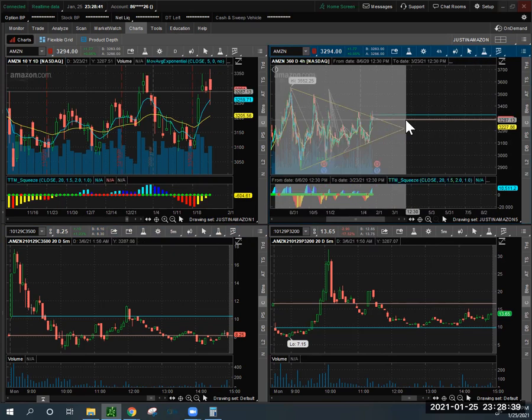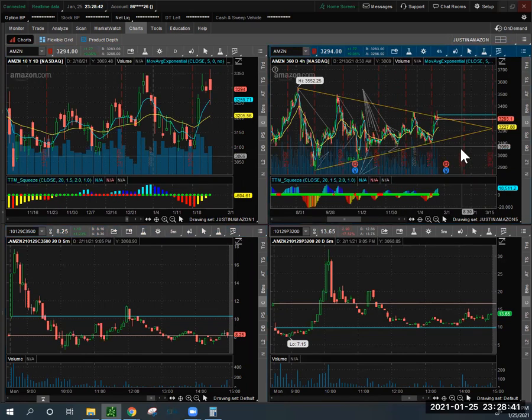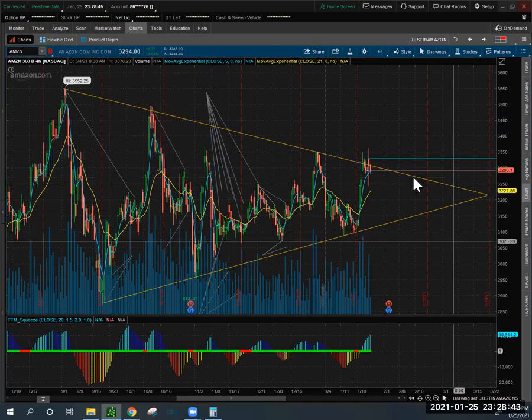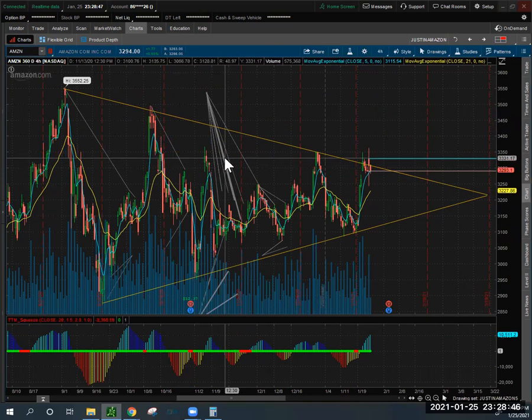Oh, I haven't looked at this in a while. That's interesting. So these, I don't even know what this feature is, but I have it somehow turned on.